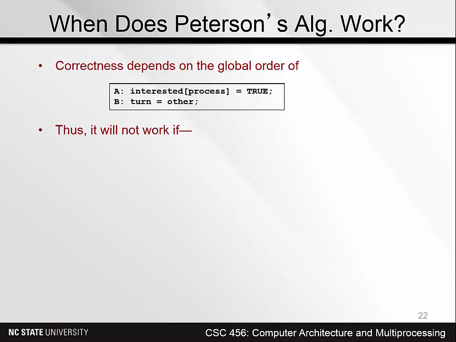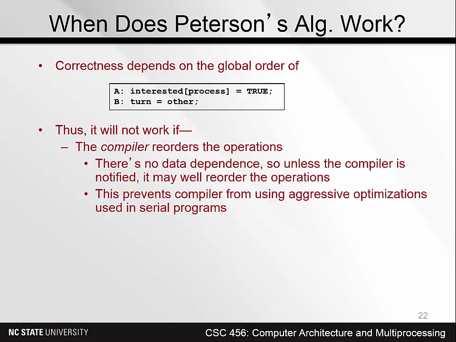In our discussion of Peterson's algorithm, we have been assuming that changes to variables are seen by both processors in the same order that they appear in the program. Well, there are a lot of reasons why the operations might be seen out of order. First, the compiler could change the order of the statements so that turn gets changed first. That's because there's no data dependence between the two statements, and the compiler might want to move operations around to get greater instruction level parallelism.